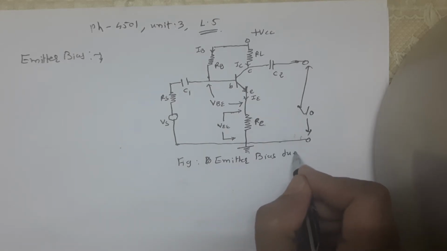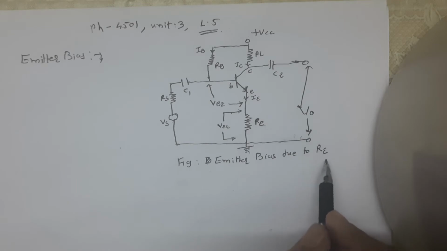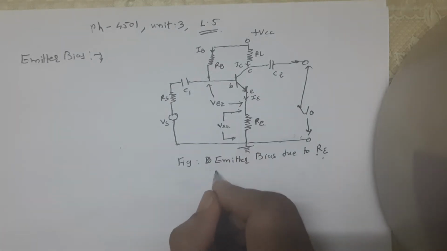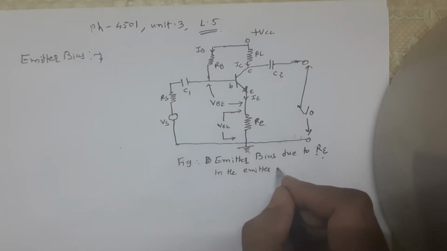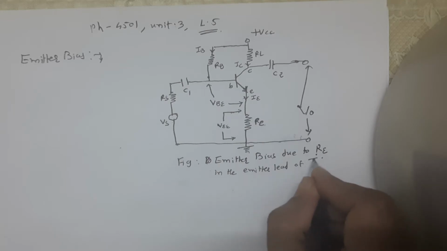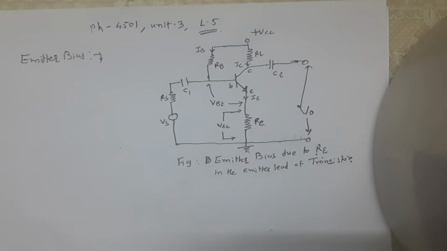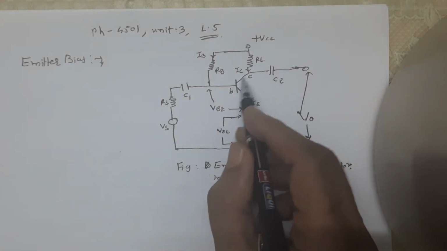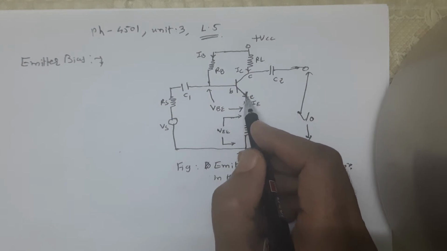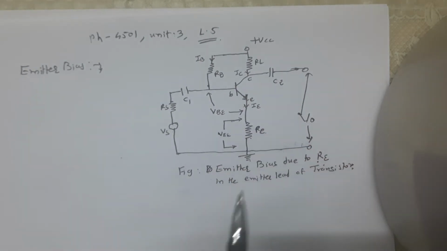Due to Re, that means the emitter resistance in the emitter lead of the transistor, in this circuit the stability is improved by placing a resistor in the emitter lead of the transistor. That means this is your emitter lead, collector lead, base lead. In this emitter lead, we are putting resistance Re to improve the stability.